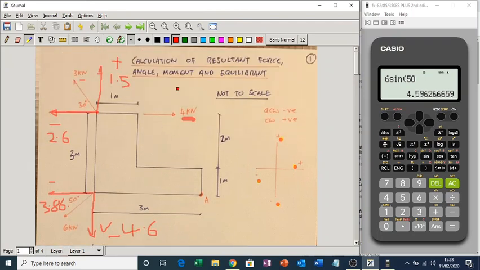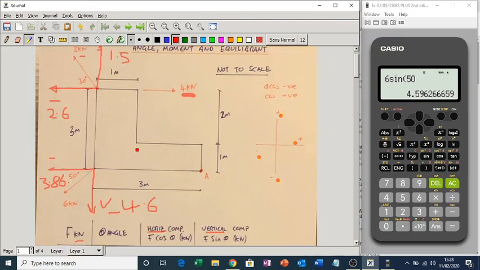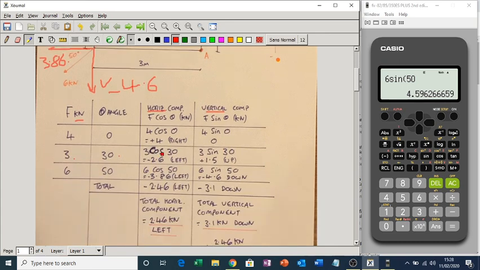So we've done that bit, we've broken each force down into vertical and horizontal. Now all we've got to do is add them up. So I'm going to add that one up, that one up, and that one up. Don't forget we've got negatives. I'm going to add that one up and that one up. That'll give us our total horizontal and total vertical. So in your calculator, I got 4 plus minus 2.6 plus minus 3.86.